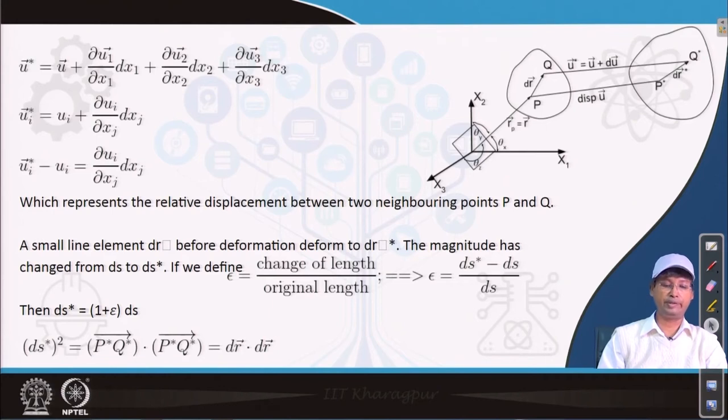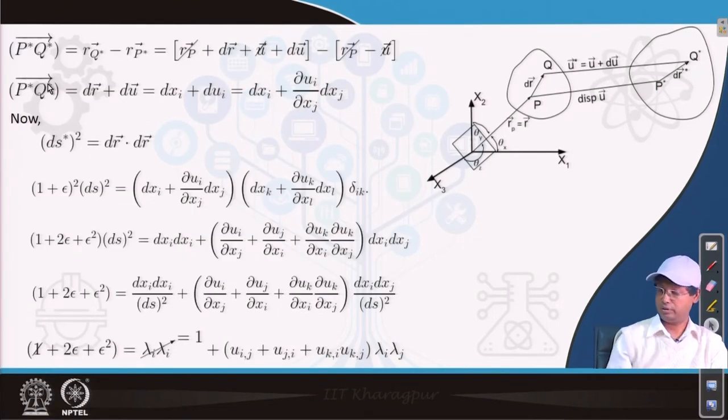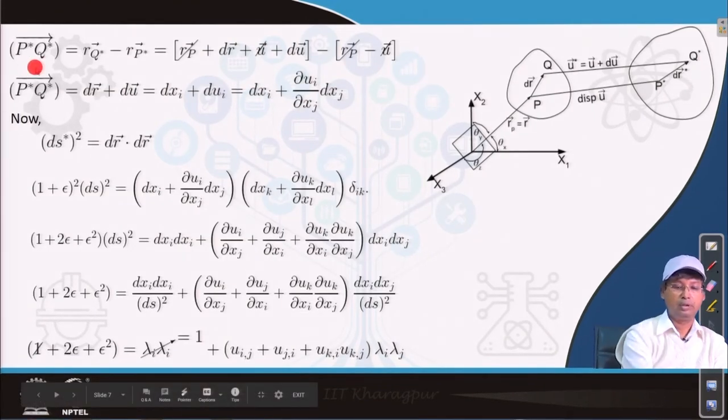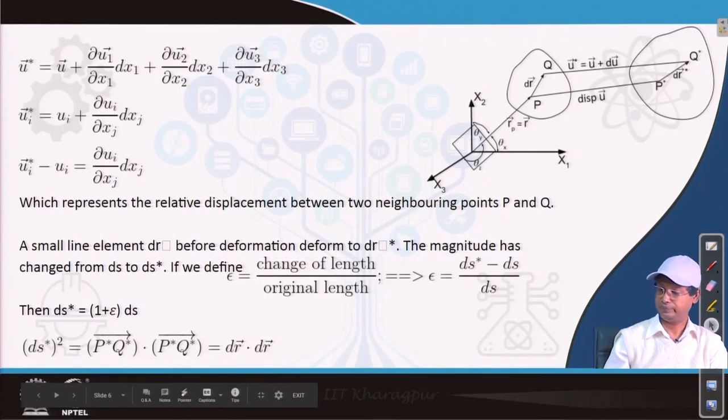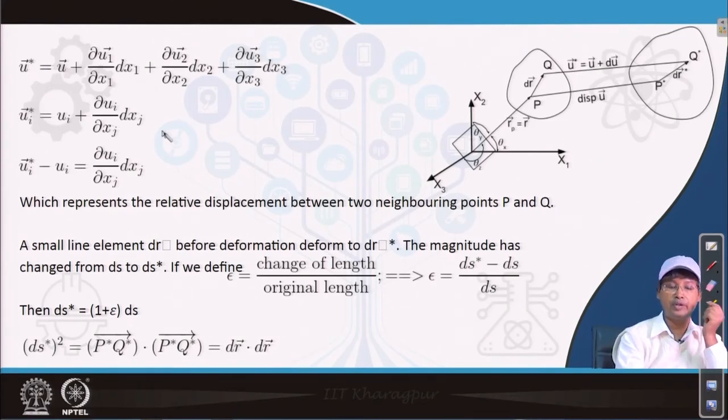Now, what we have is that this is the increment u star. Yes, it has gone back, that is the problem.